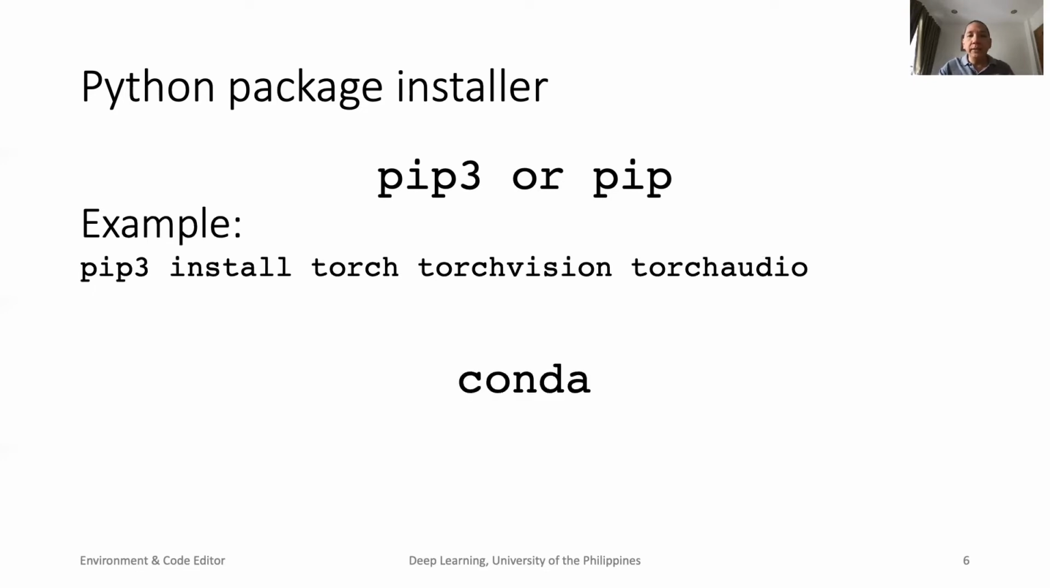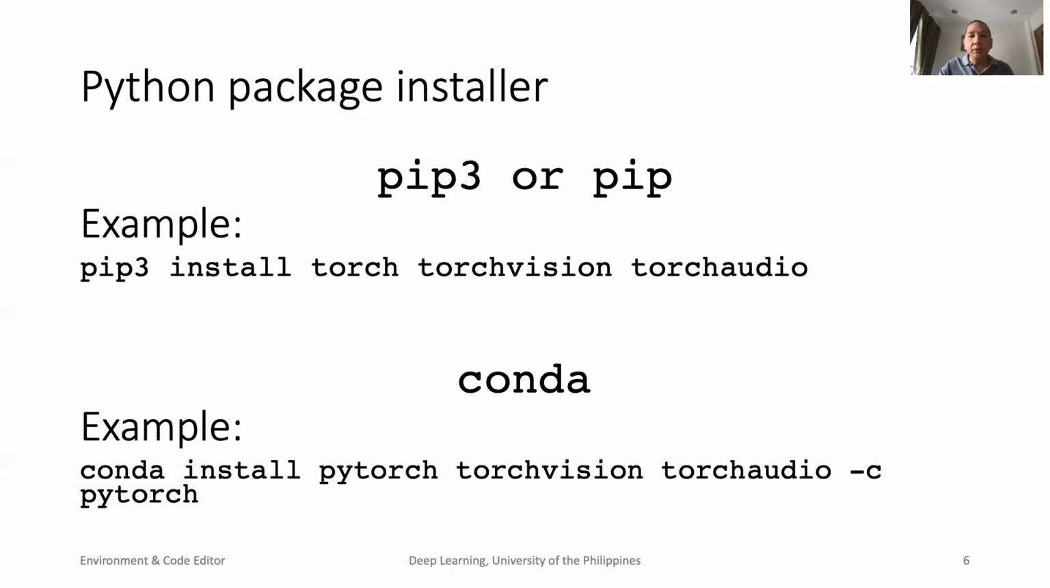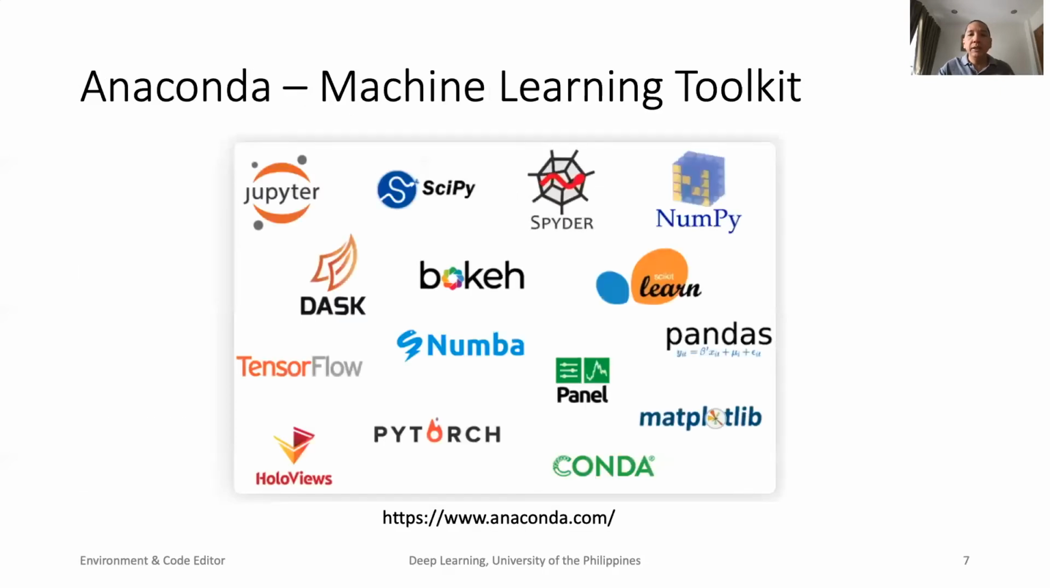Conda is another package installer used in Anaconda. However, my personal experience is that it is very slow to install packages via Conda. This is how to use Conda to install PyTorch. These are just some of the data science packages that come with Anaconda. For deep learning, we will use PyTorch, SciPy, NumPy, Jupyter, and scikit-learn.